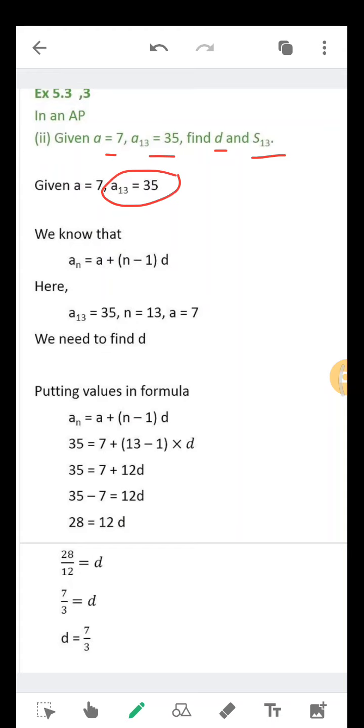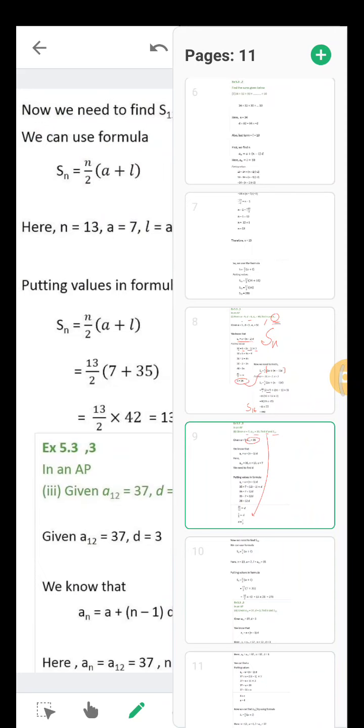So we'll use this formula: an is equal to a plus n minus 1 into d. Okay, an is 35, and a is 7, plus n minus 1, this is the 13th term, so 13 minus 1 into d. So from here I get the d value. I can find the d value from here by using the an formula. I got d as 7 by 3. Then I'll find S13. S13 you can easily find now.